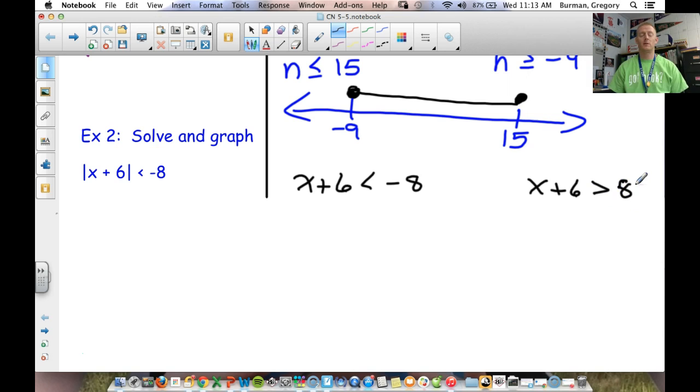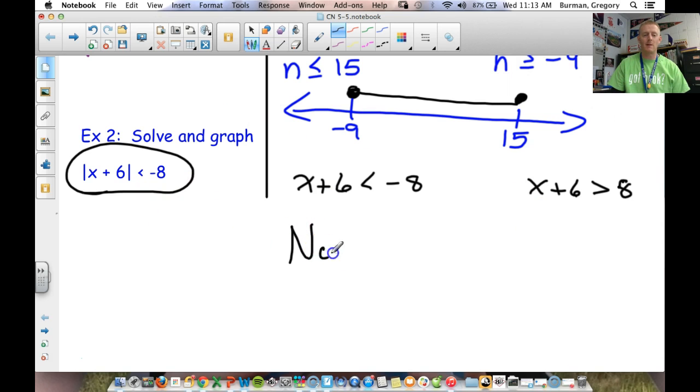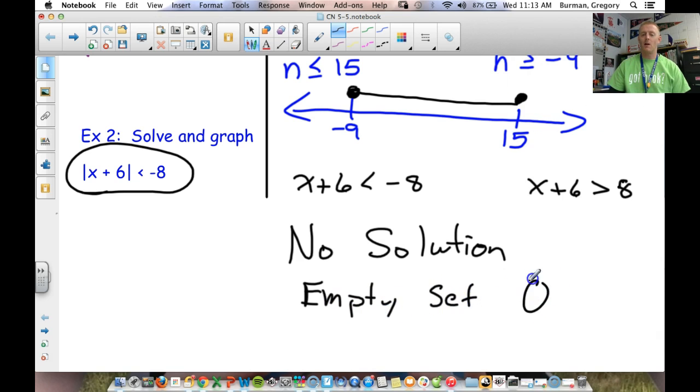Now in these two situations, if we think about this, is it actually possible to do this problem from the beginning? Can the stuff inside here become a negative? And I wanted to rewrite this just so that we understand this. The answer is no. This is a no solution. It's not possible for me to have a situation in which the absolute value of something is negative. So that's why we have a no solution or an empty set from this specific problem. All of these symbols mean no solution or an empty set.